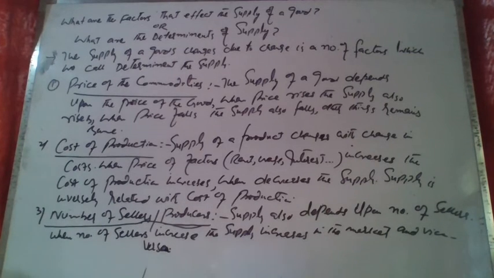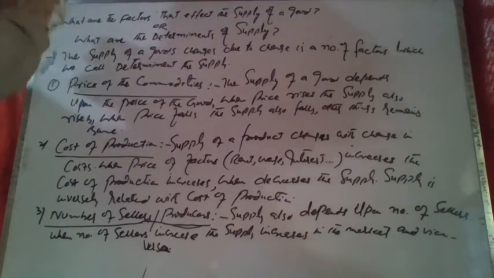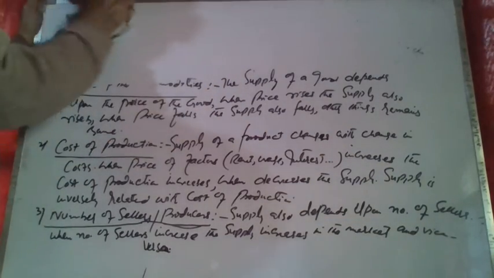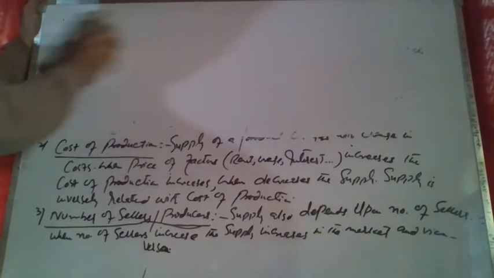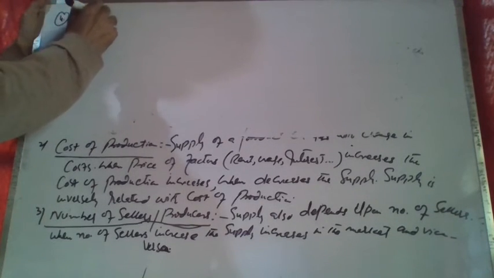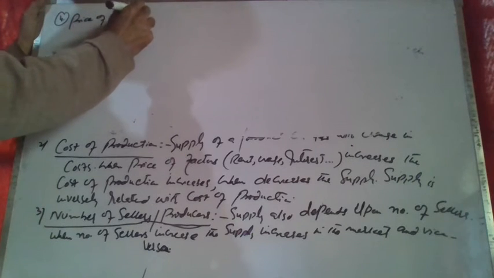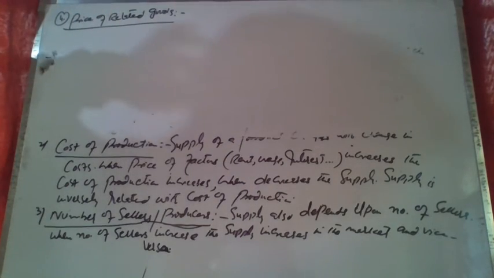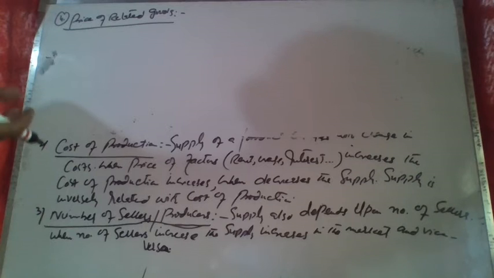These are three. And the fourth one is, this is very simple, number of sellers. It is very simple. The fourth one is a very important one, price of related goods. Number 4 is price of related goods. The increase in the price of related goods decreases the supply of the commodity, and a decrease in the price of related goods increases it.